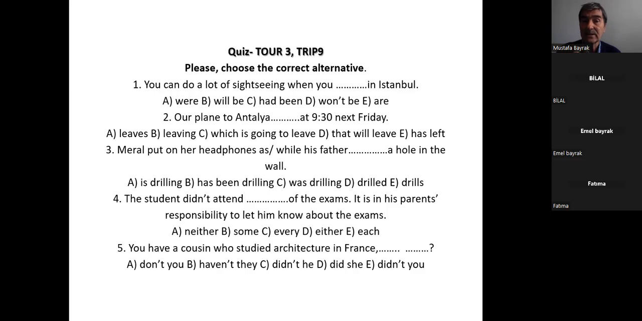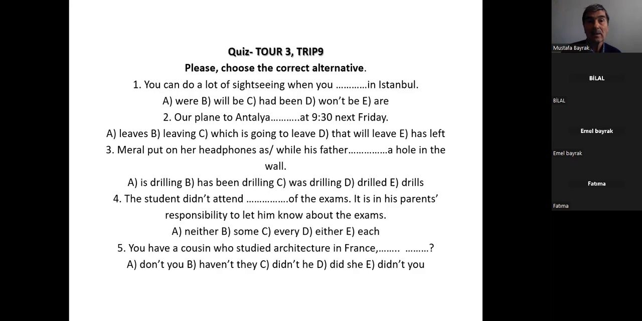In present tenses, for example, you can do a lot of things when you are in Istanbul, present of to be. This is always like this. You can do a lot of things when you are in Istanbul next month, for example, next year. So we don't use will in clauses.